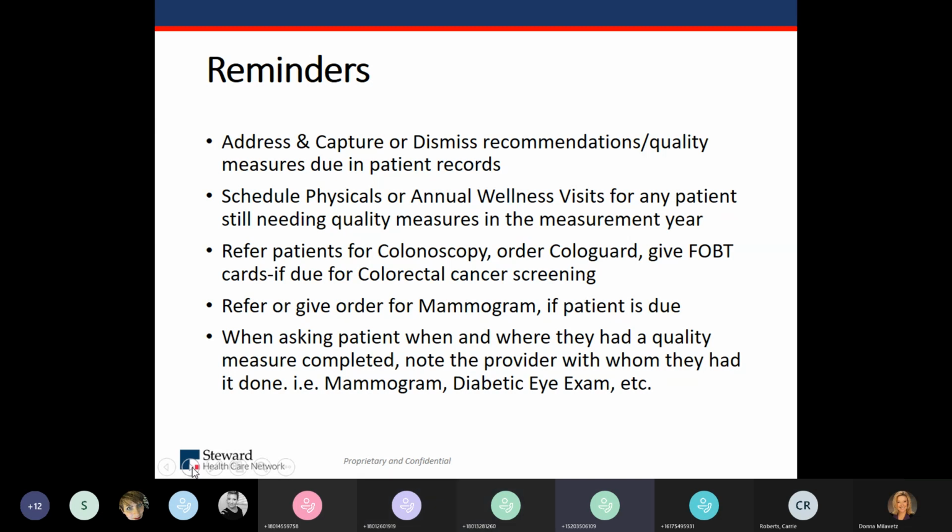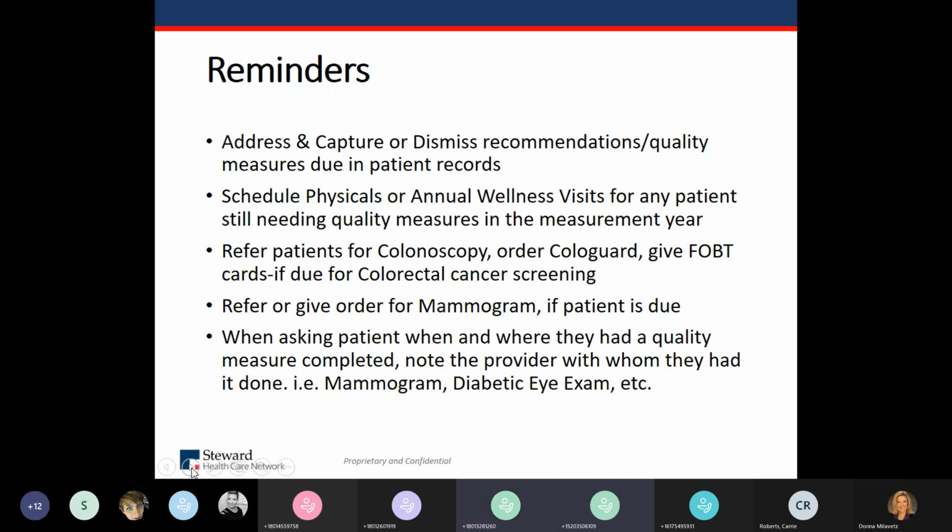If they're due for a mammogram, please give them a referral or an order and really point them in that direction. And finally, when you ask your patient about what kind of testing they've had during the year as you're going through your checklist, please ensure that you know the provider that they had it with and where they had it done. That's very, very helpful for us when we are tracking down records at the end of the year.